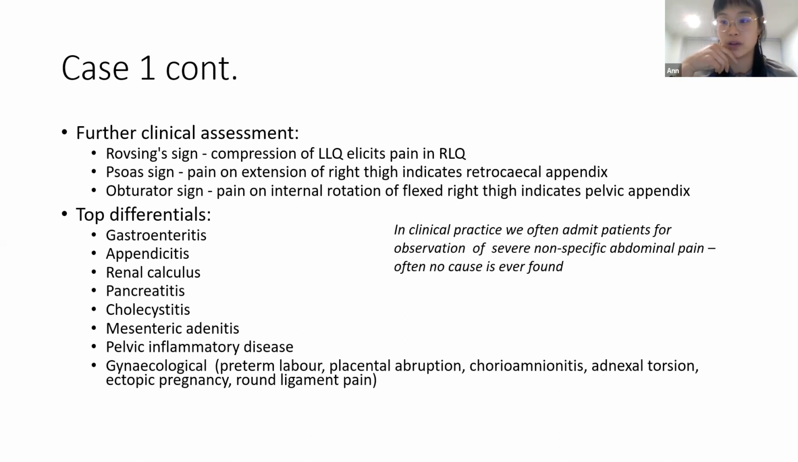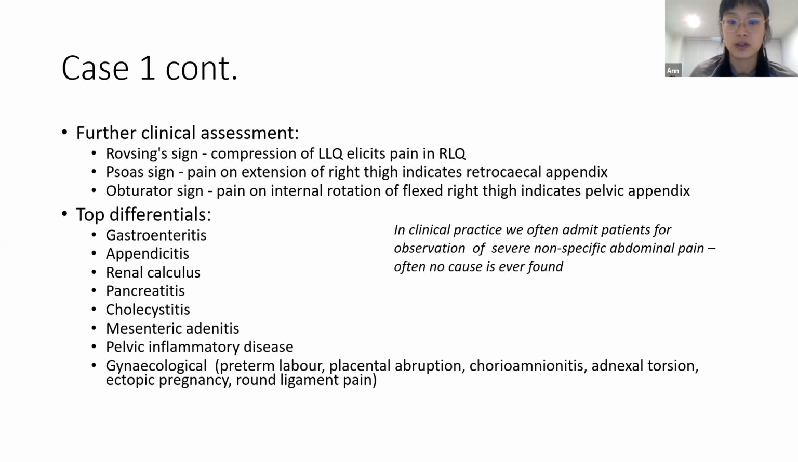Obviously, young person with raised white cell count and right lower quadrant pain, one of the top differentials is going to be appendicitis. And so you want to perform the specific tests for appendicitis. So Rovsing's sign of cross tenderness would indicate that there's peritoneal irritation. Psoas sign would indicate that there's a retrocecal appendix, and obturator sign would indicate that there's a pelvic appendix. So you wouldn't necessarily expect any of these signs to be present to diagnose appendicitis, and you wouldn't expect psoas and obturator sign to be present at the same time because you can't have an appendix in 2 places, right?